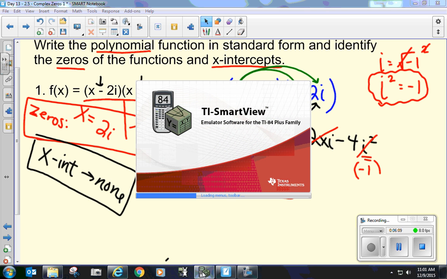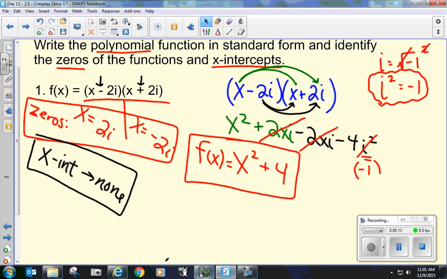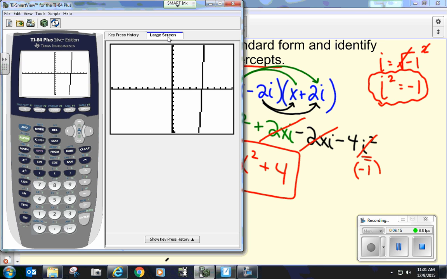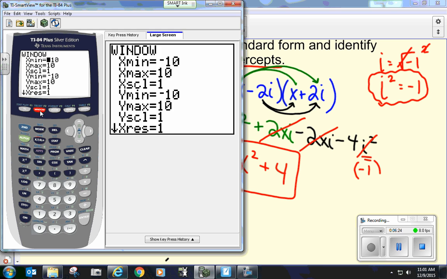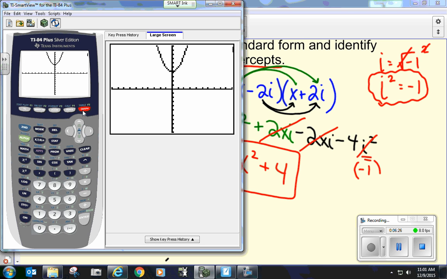Let's take that. Large screen. Y equals. Clear this out. We got x squared plus 4. And I'm going to make sure that my window is 10 by 10, it is. And when I graph that, there you go. This is our x-axis.